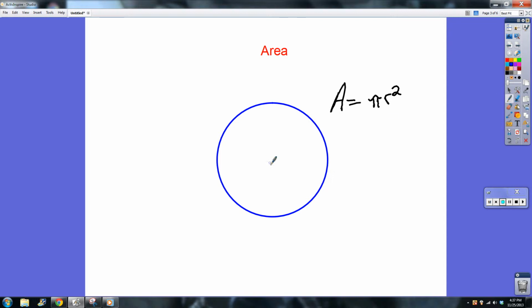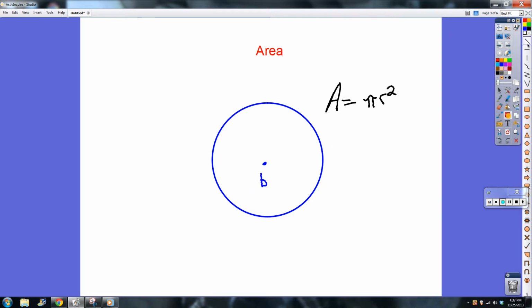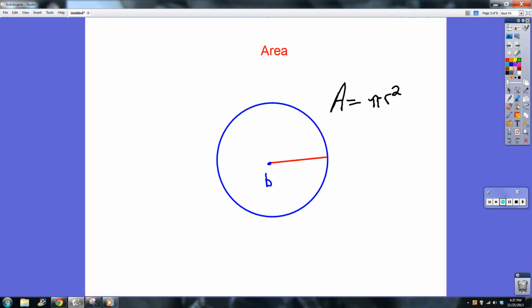So if I were to tell you that the center of your circle is, we'll call it B, and if I were to give you the radius of your circle, and the radius is, let's call it 4 inches. The radius of my circle is 4 inches, so let's write down radius equals 4 inches. Can you find the area of that circle? I'll pause and let you do that now.